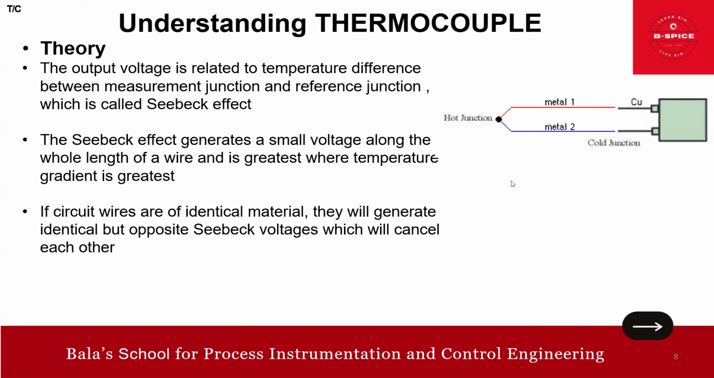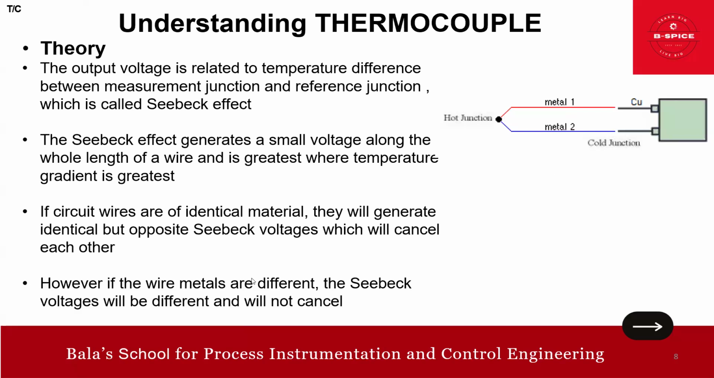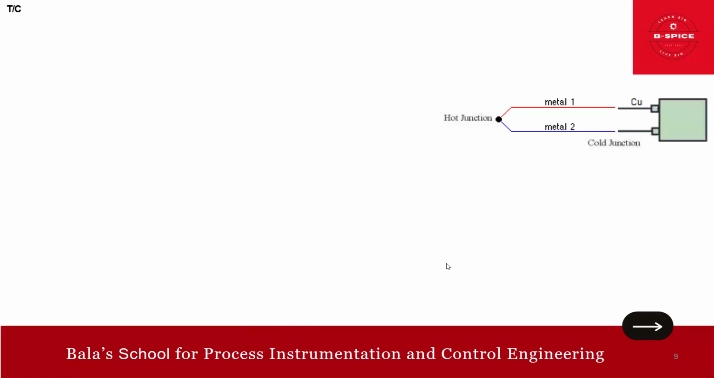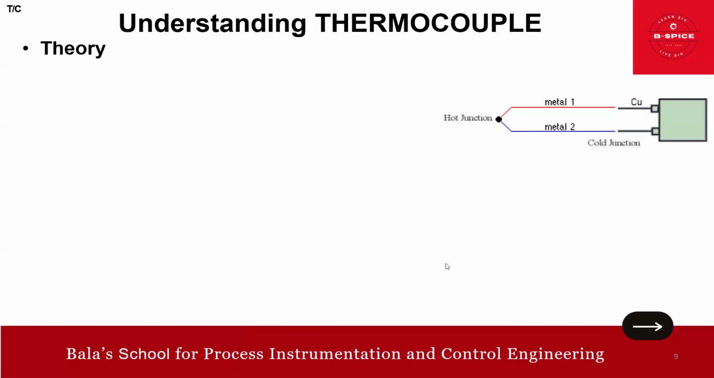If the circuits are of identical material, they will generate identical but opposite Seebeck voltages, which will cancel each other. That is why we should have a dissimilar metal. However, if the wires are different, the Seebeck voltage will be different and will not cancel. This point also we need to remember. Right, good to go. A few more to add on to the theory.